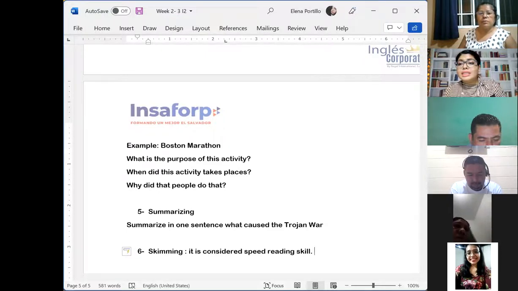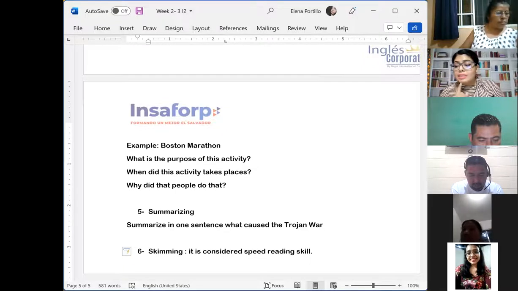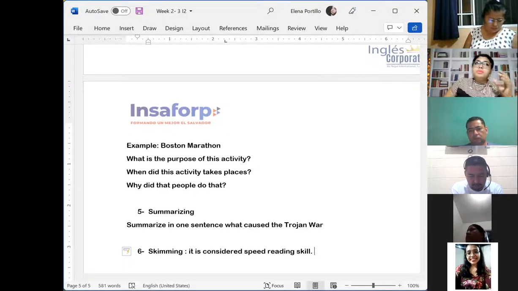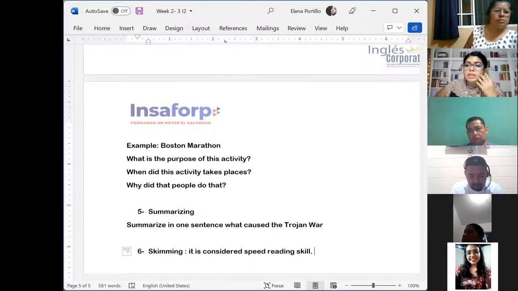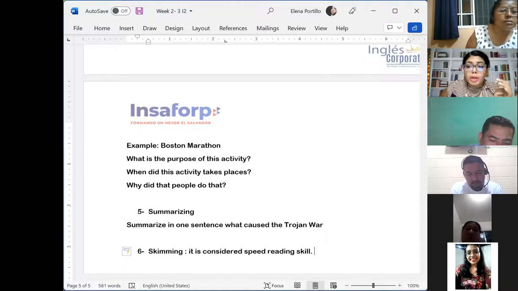So it says that they are considered speed reading skills because they are not used for intensive reading. They are not used for intensive reading. They are essential skills nonetheless, and students need to know that sometimes intensive reading is not necessary. When we are reading some articles, some texts, for an exam, for example, they ask us some questions about the text.